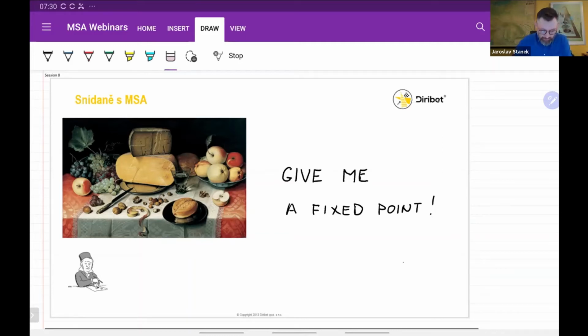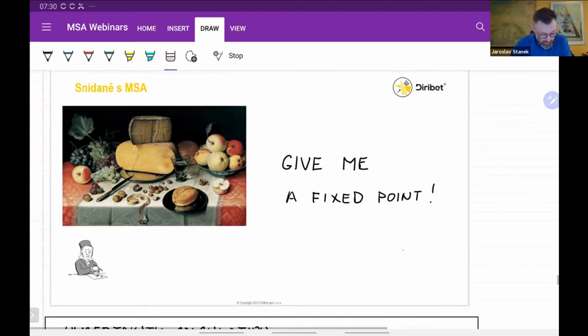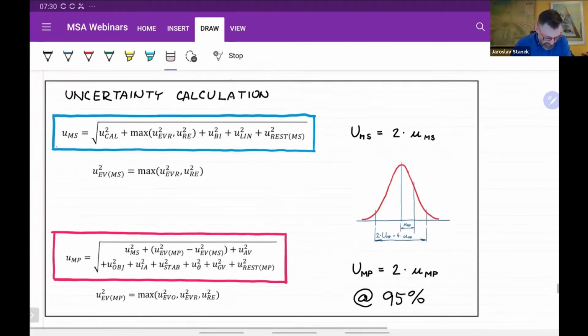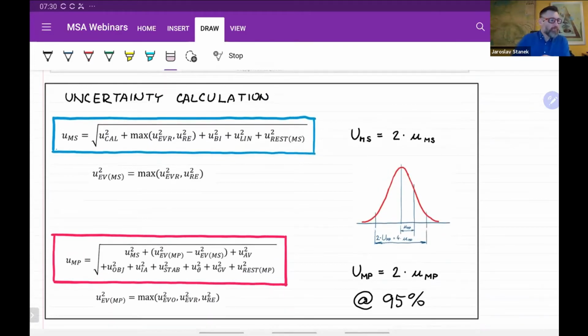And let's get rolling. So, today's topic, named Give Me a Fixed Point, is we will be dealing with how we display the result, how we get to the final results. So, where did we end it the last time? This is the calculation of uncertainty.